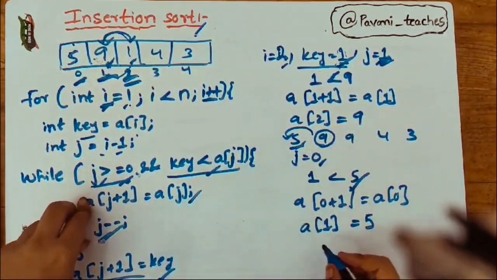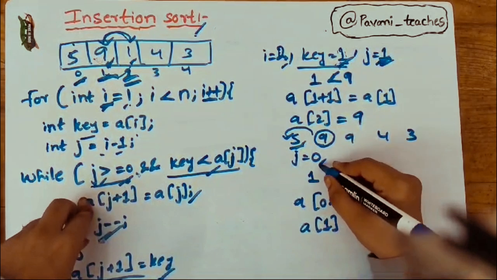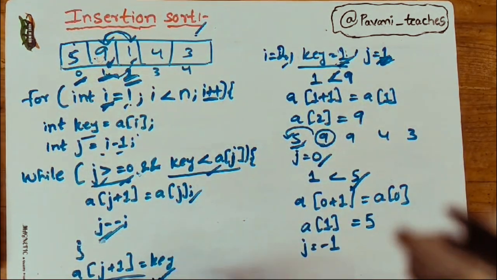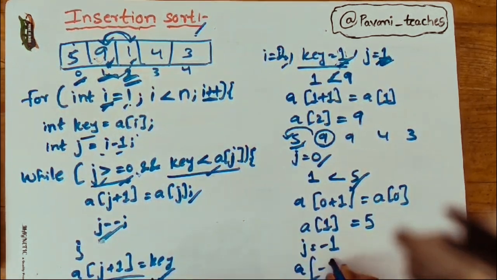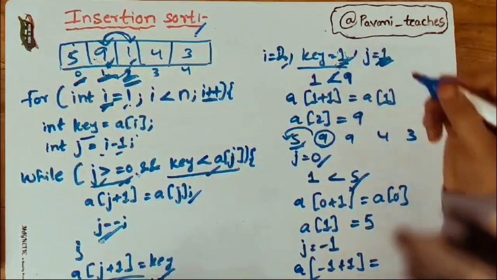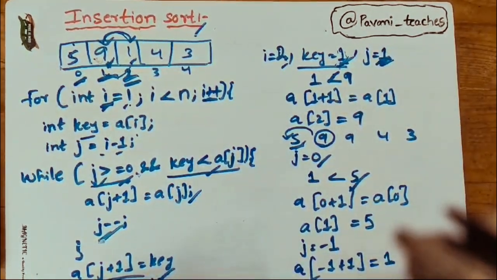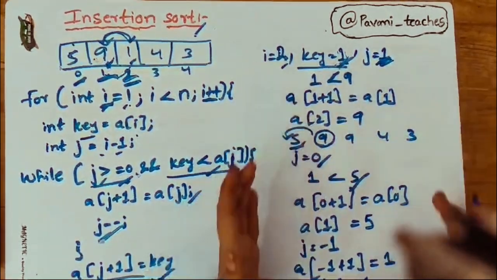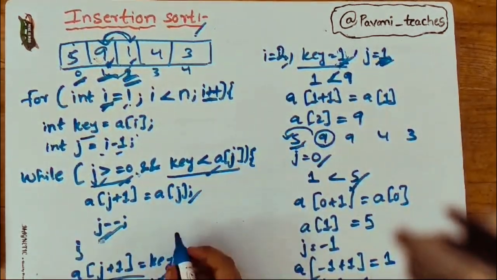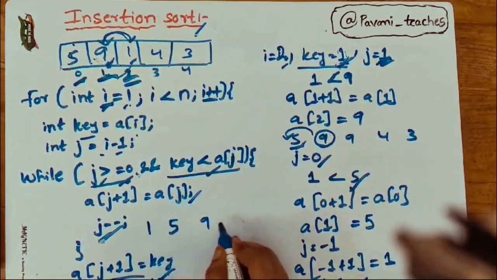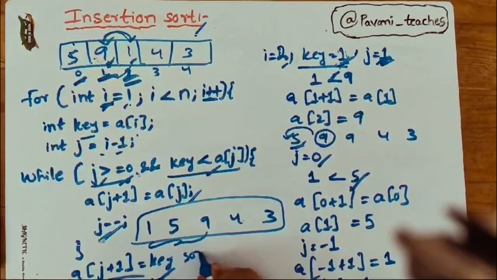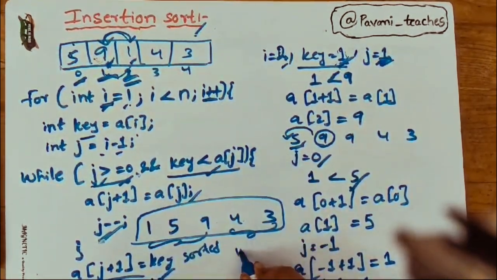After assigning the value, we have to decrement the j value. As it is now minus 1, the condition is false, it will come out of the while loop and assign the value, that is a of minus 1 plus 1 equal to key. The key value is 1. Okay, that means a of 0 equal to 1. After all these operations, the array will be like 1, 5, 9, 4, 3. Now these three elements are sorted and these two are unsorted.